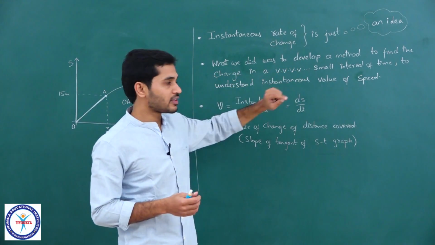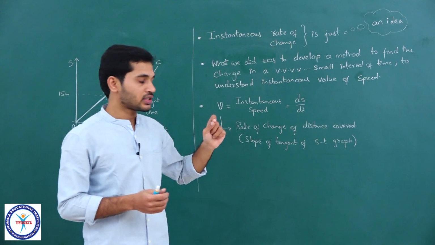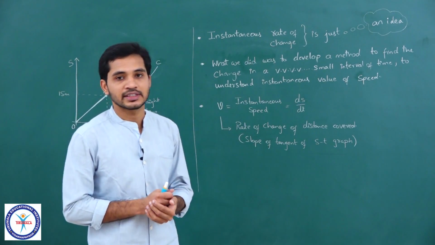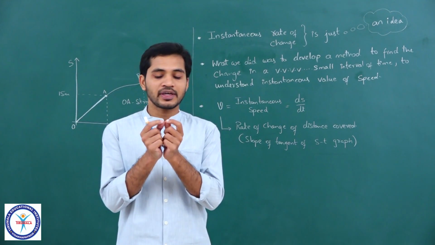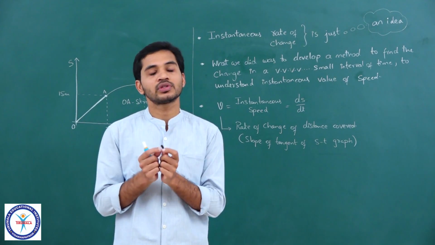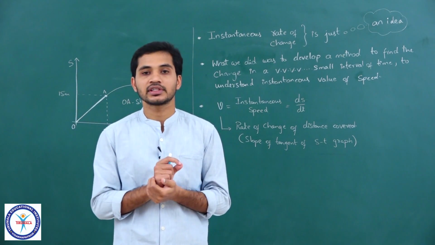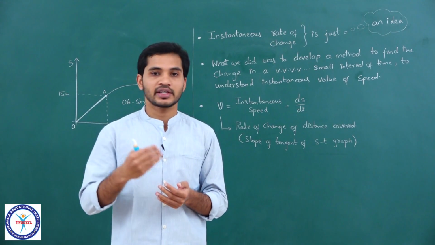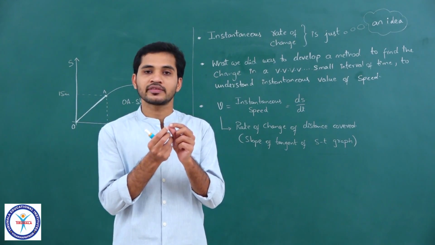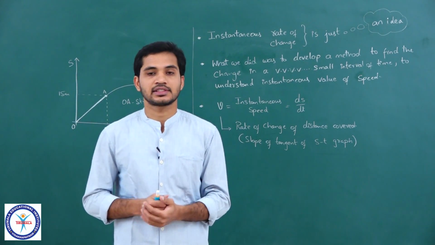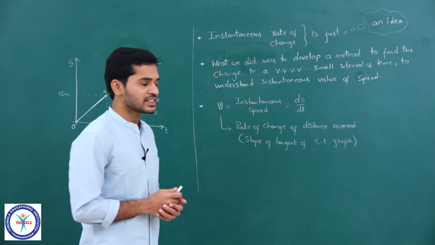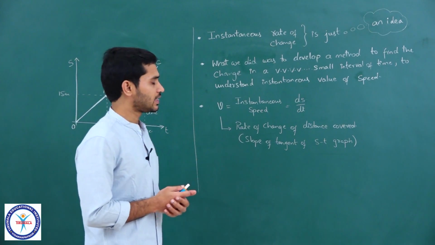What we did was to develop a method to find the change in a very small interval of time to understand the concept of instantaneous speed, right. So to define the speed at an instant, we took a very small interval, found the distance covered in that very small interval, divided it with that time interval, and whatever speed we got for that very small interval, we took it as the speed at that instant, correct. So that was what we have done, and we defined instantaneous speed as ds by dt.